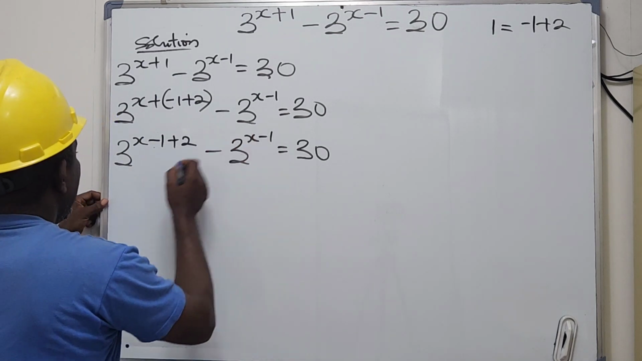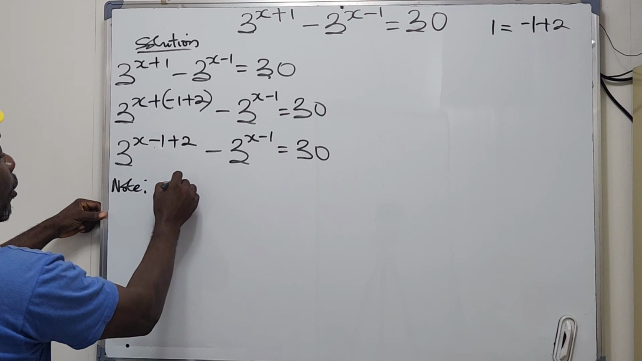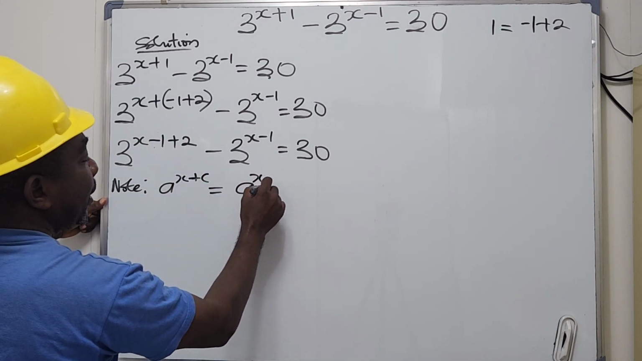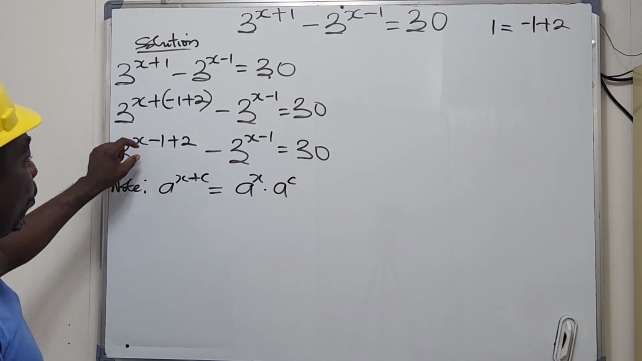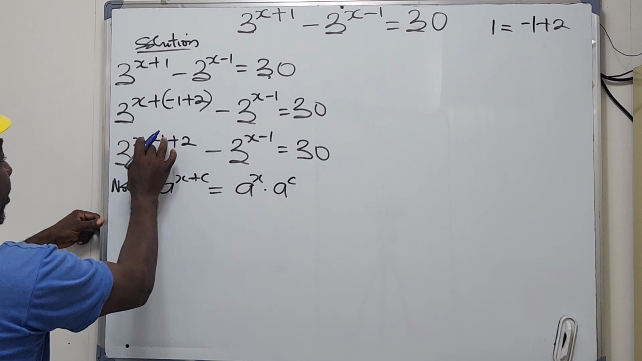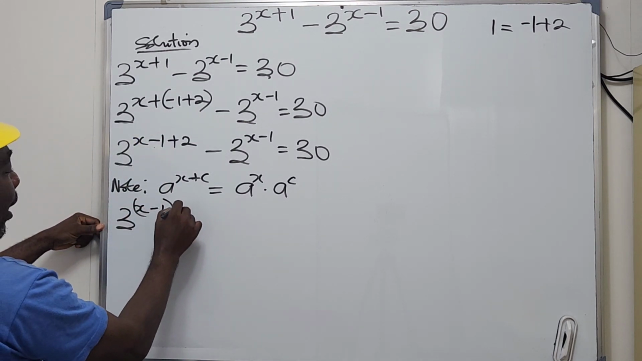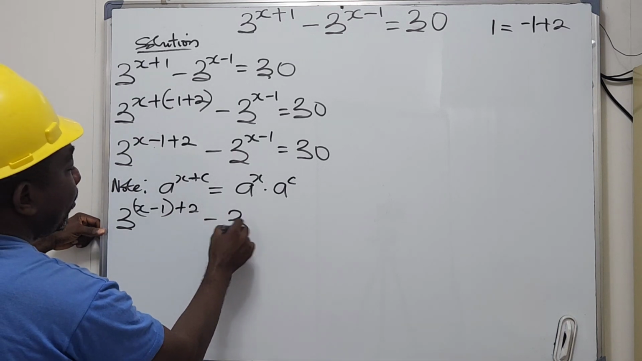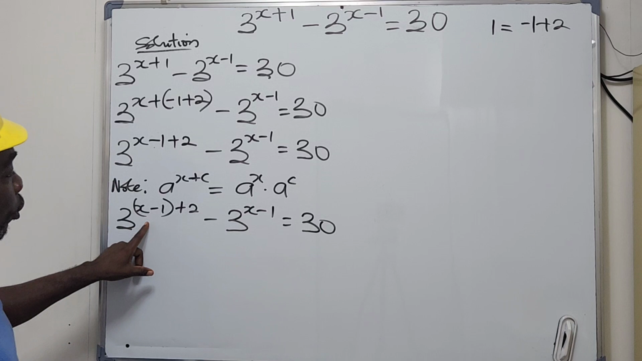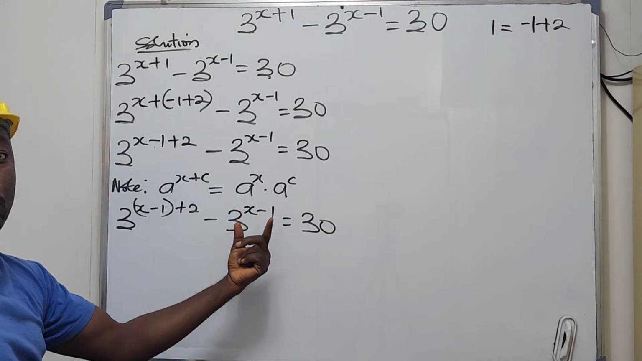Let us recall a law that says, note, when we have a to the power of x plus c, it is the same thing as a to the power of x times a to the power of c. So we want to break this down into this format. So here, we'll group this in the sense that we have 3 to the power of x minus 1. This way, we have plus 2. Then we bring down minus 3 to the power of x minus 1 equals 30. We just group this so that we have x minus 1 here and x minus 1 here. That is what we wanted to have.